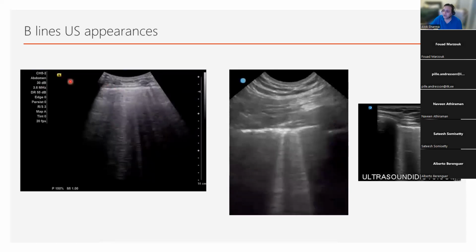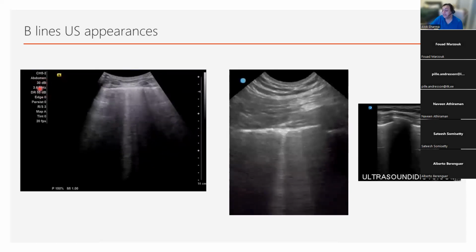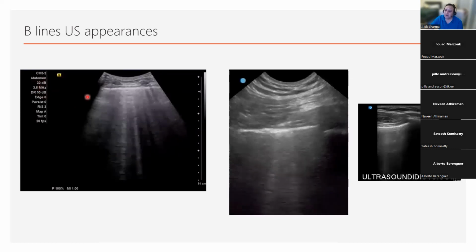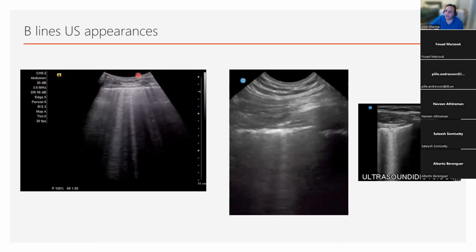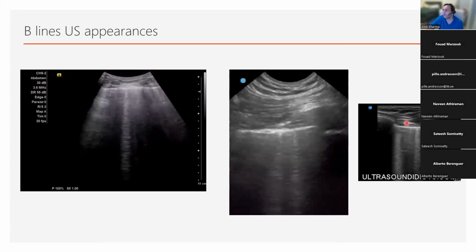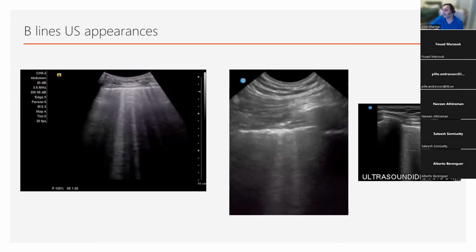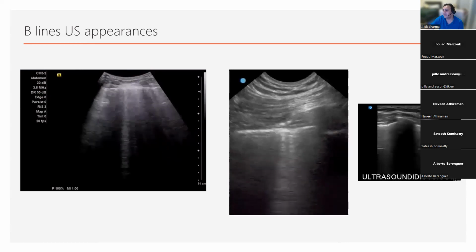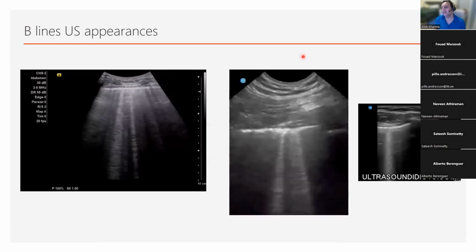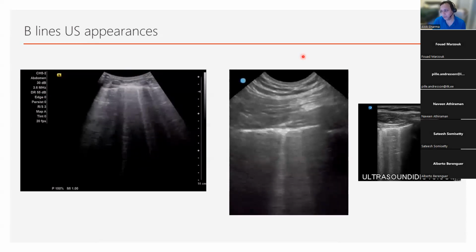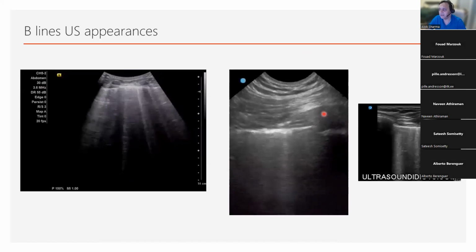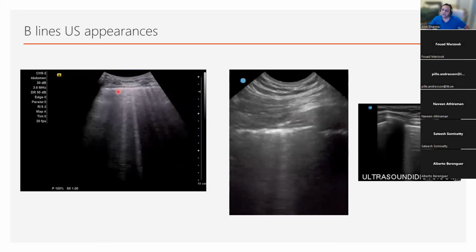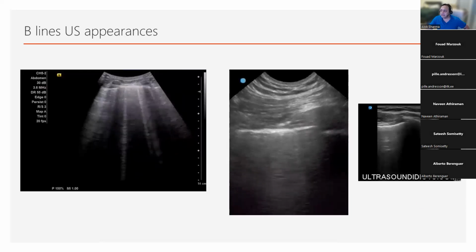So the adults are using a frequency as low as 4. But really, what I would say to you is that you can get the same information with a curvilinear probe as you could get with a linear probe that you can see on the right-hand side. And this is quite important. As long as you know the differences in how you use your probes, you will be more successful in being able to make interpretations. These are more than 3 B lines per intercostal space.